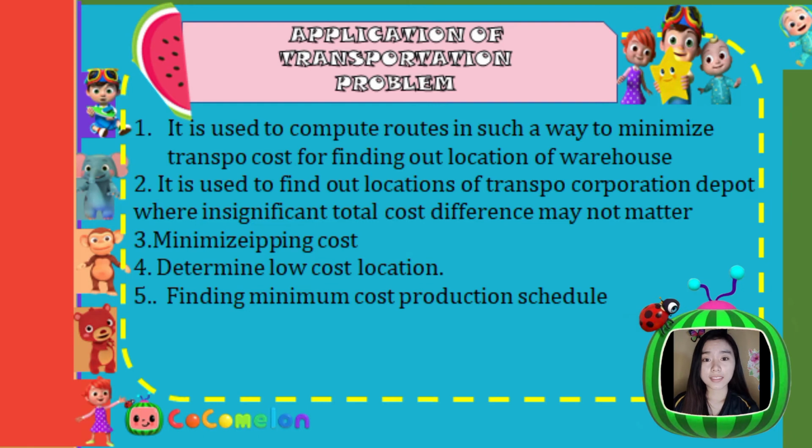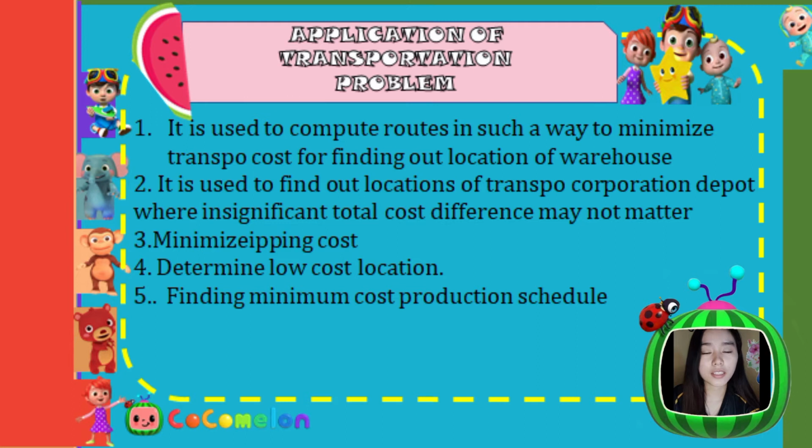So now, where can we apply it in real life? What is the application of the transportation model in our real-life situations? So first, it is used to compute routes in such a way as to minimize transportation costs for finding the location of warehouses. And second, it is used to find the locations of transportation corporation depots where an insignificant total cost difference may not matter. Third is to minimize shipping cost.